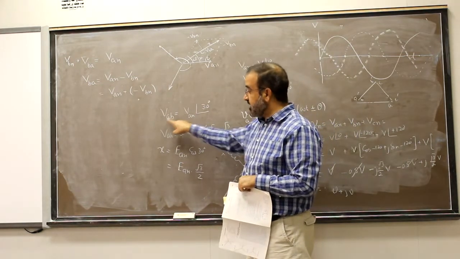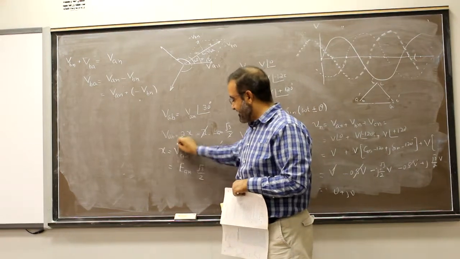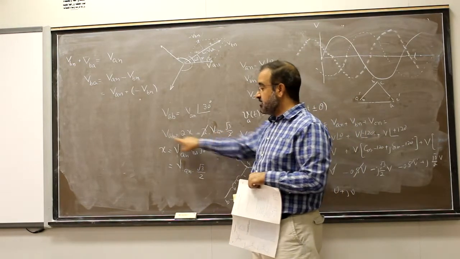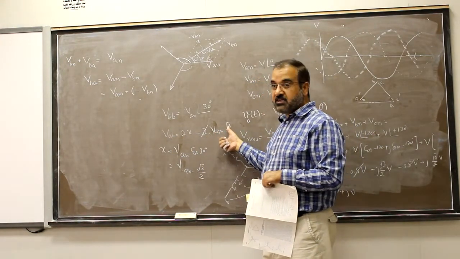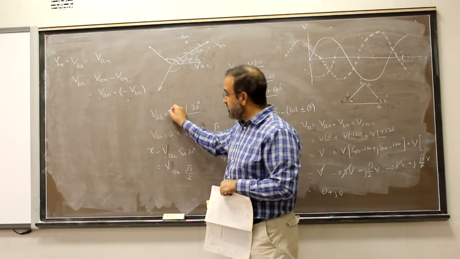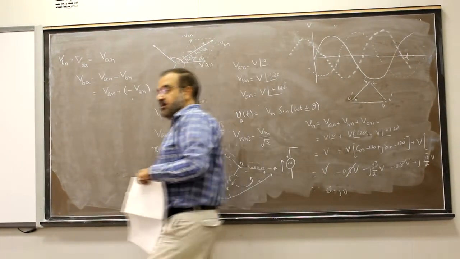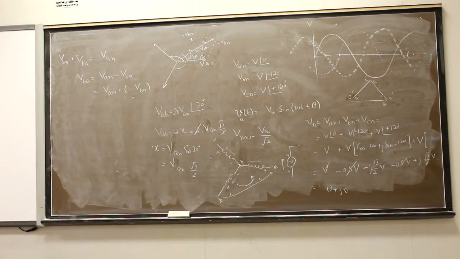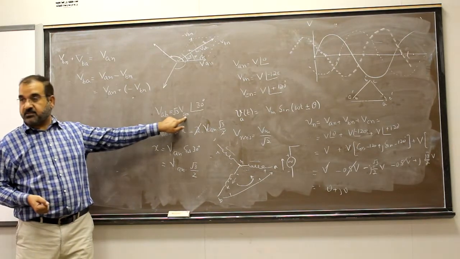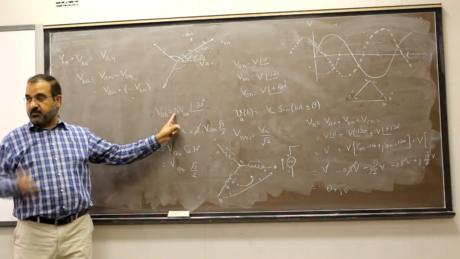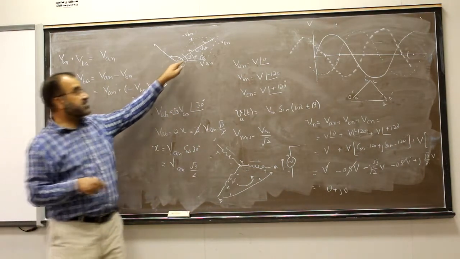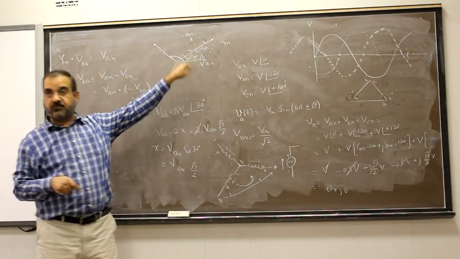So this VAN, not E, I will say V. Here also V. Now this VAB is equal to root 3 times VAN. So here I will not put V, but I will put root 3 times. So the relationship between the line voltage and the phase voltage is now root 3 multiplied, and the angle is plus 30 degrees, plus 30 degrees with respect to the phase voltage.